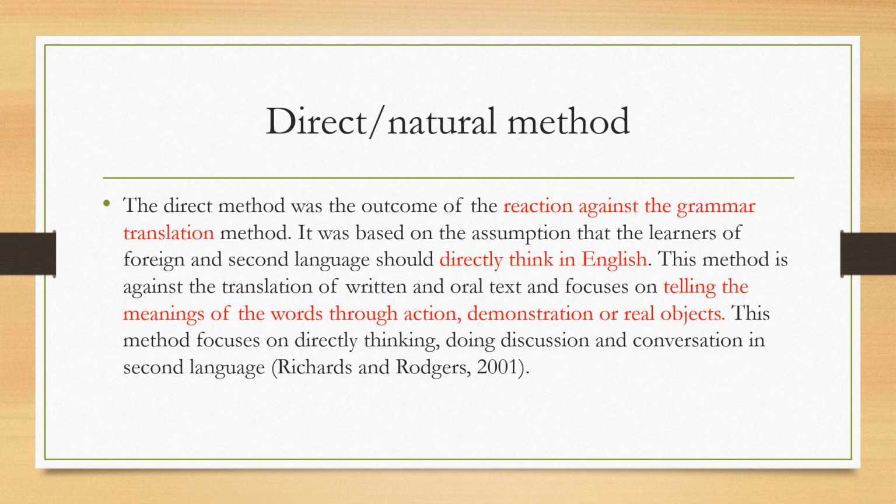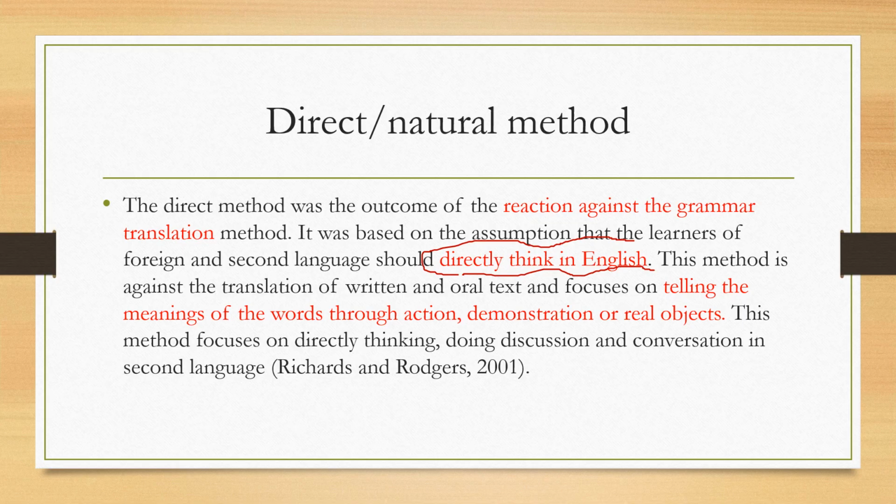So let's see what the natural method or direct method is all about. The direct method was the outcome of the reaction against the grammar translation method. Basically, it was based on the assumption that learners of a foreign or second language should directly think in English. Contrary to the previous method that we learned about, the grammar translation method, where they had to translate things first from their native language to the target language, people thought that language should be transferred directly.